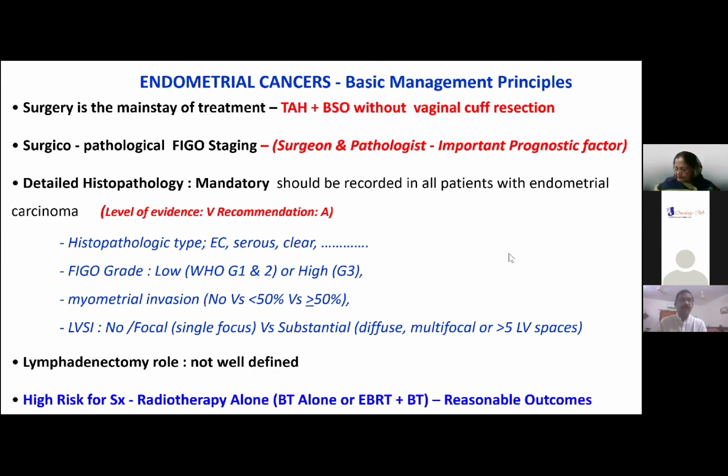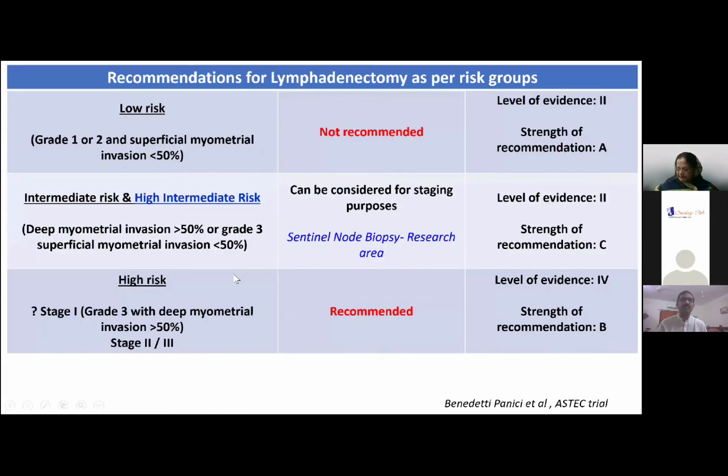And the last important point is that in patients who are high risk by virtue of severe comorbidities, elderly age, obesity, cardiac issues, severe diabetes, in the recent past radiotherapy alone has been offered to these patients, in the form of brachytherapy alone or a combination of external beam and brachytherapy, with reasonably good outcomes comparable to what has been shown with standard treatment.